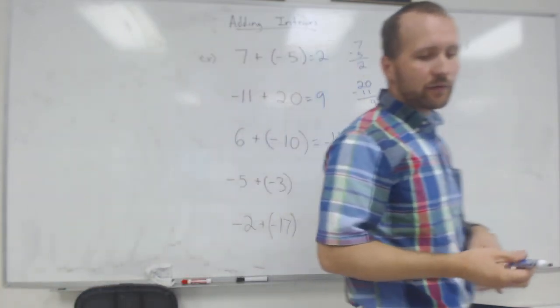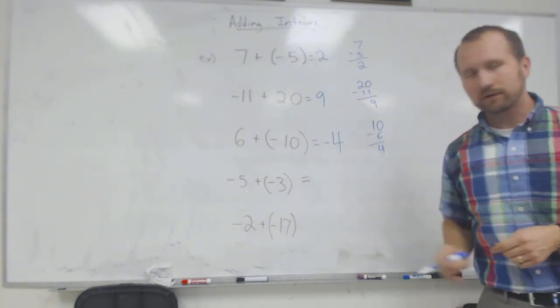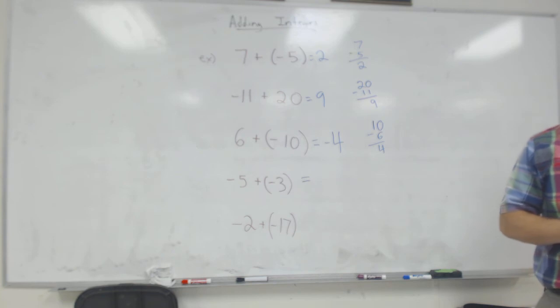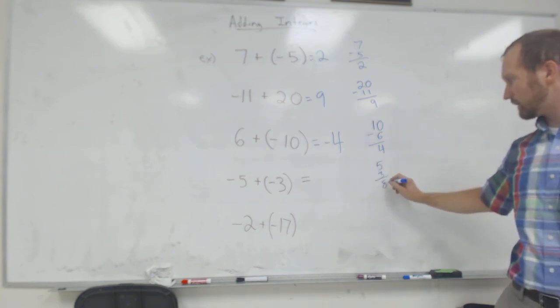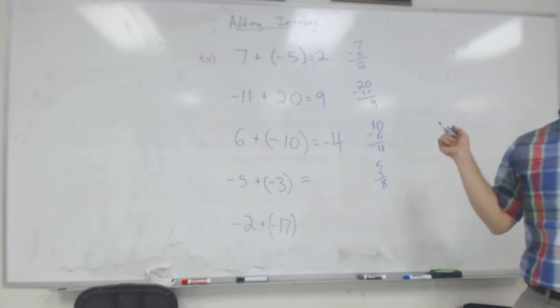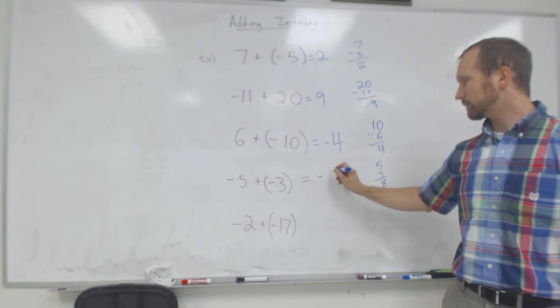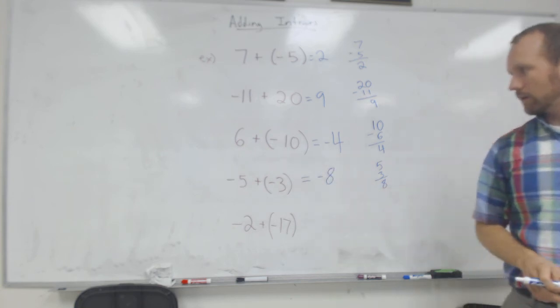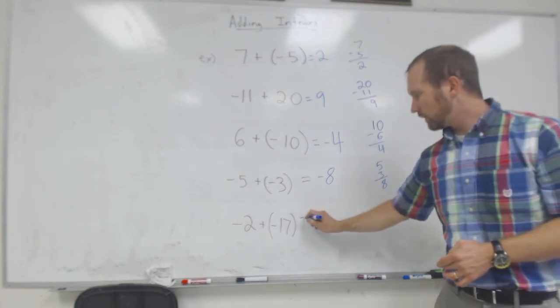All right, negative 5 and negative 3. We're going to add 5 and 3, which is 8, because they have the same sign. And we're going to put a negative, because in addition we keep the sign: a negative plus a negative equals a negative. Only in addition, though; we don't know if that's true for subtraction.